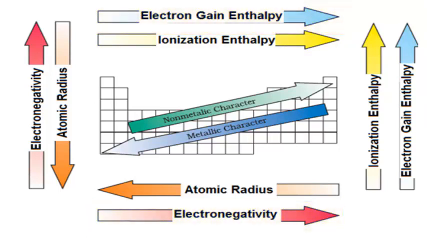But when we go down the group, the effective nuclear charge on the outermost electron decreases and hence the ionization enthalpy, electron gain enthalpy and also electronegativity decrease down the group. You can even see how the metallic character changes. When we move across the period, the non-metallic character increases, and when we go from right to left of the periodic table, the metallic character increases.